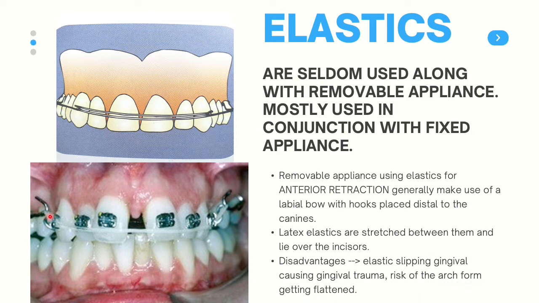For example, look at this clinical photo. The fixed appliance is placed in order to prevent slippage of the elastic towards the gingiva. However, the elastic will flatten the anterior teeth, because there is no wire supporting the anterior teeth. So that's the disadvantage of the elastic.